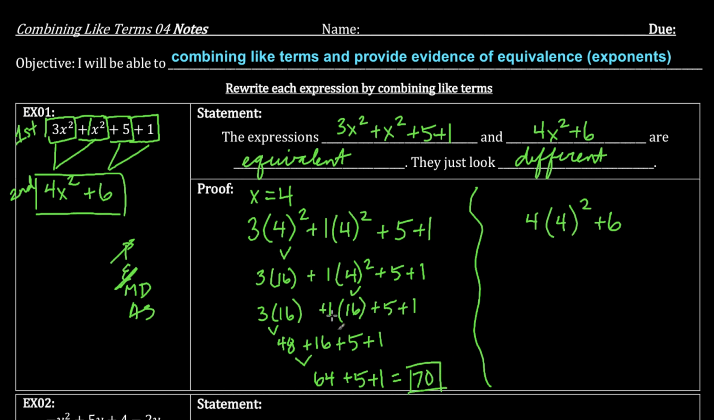So all that work, it should be a little quicker over here. Remember, nothing inside parentheses, exponents. 4 times 4 is 16. 4 times 16, well, 4 times 10 is 40. 4 times 6 is 24. So 4 times 16 is 64. And you see how it cut all the way down here instead of doing all that work? And plus 6 is 70.